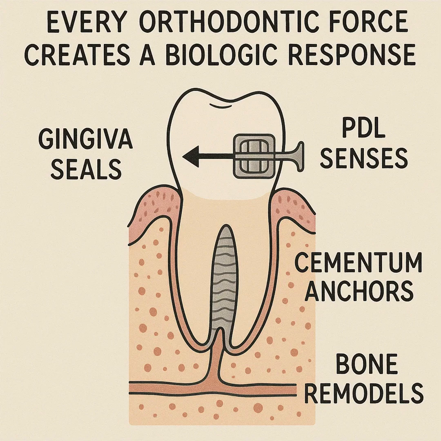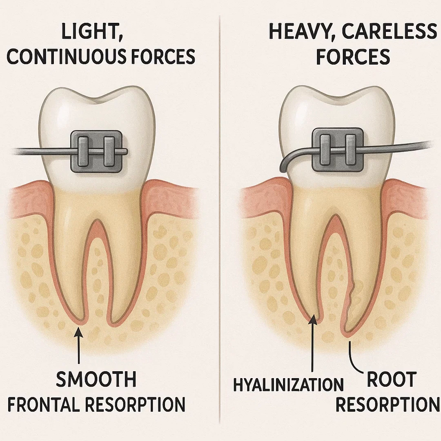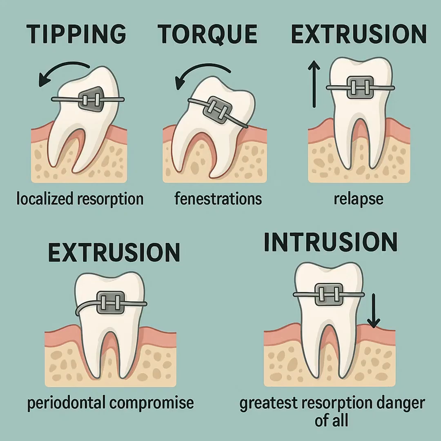Let's bring it all together. Every orthodontic force creates a biologic response. Gingiva seals, PDL senses, cementum anchors, bone remodels. Light, continuous forces create smooth frontal resorption. Heavy, careless forces create hyalinization and root resorption. Each type of movement carries risks: tipping risks localized resorption, torque risks fenestrations, rotation risks relapse, extrusion risks periodontal compromise, and intrusion carries the greatest resorption danger of all.